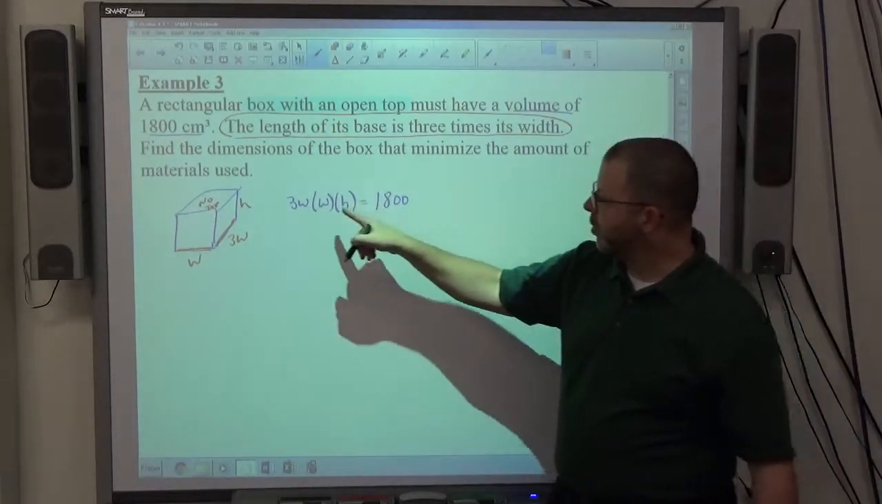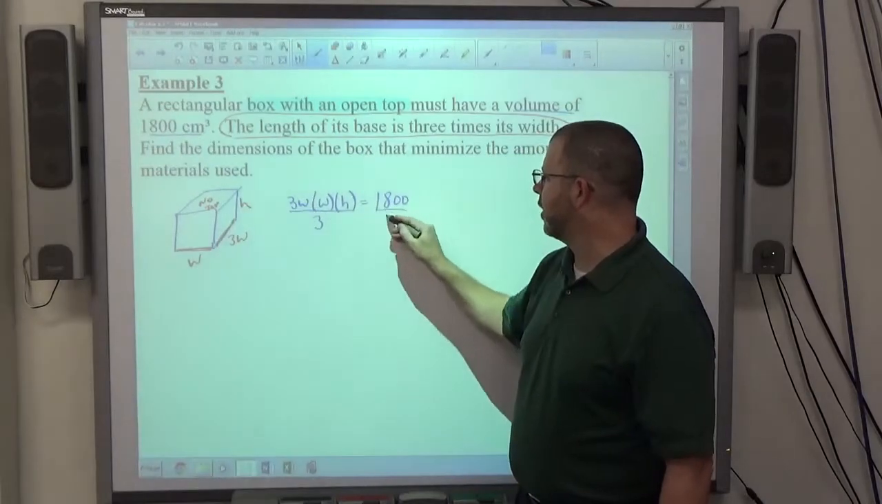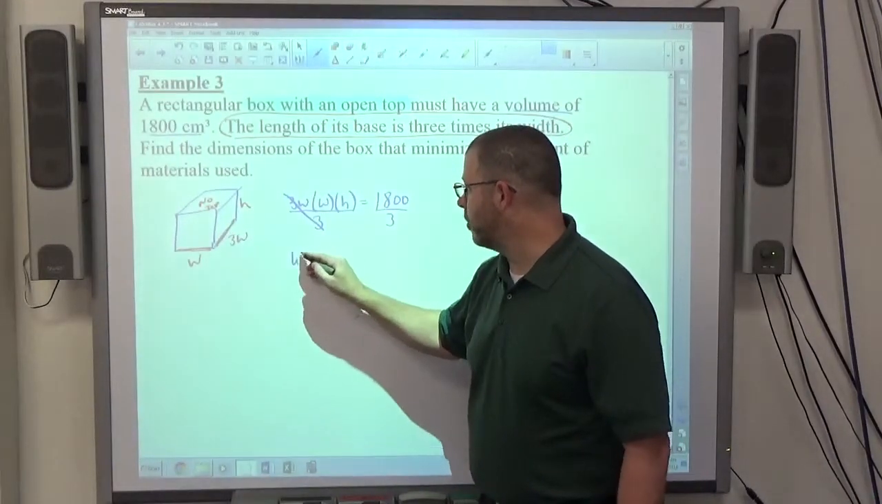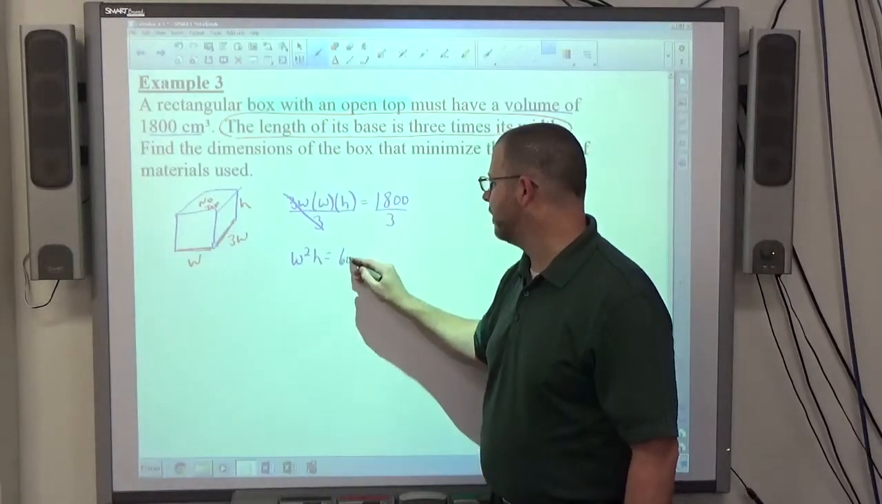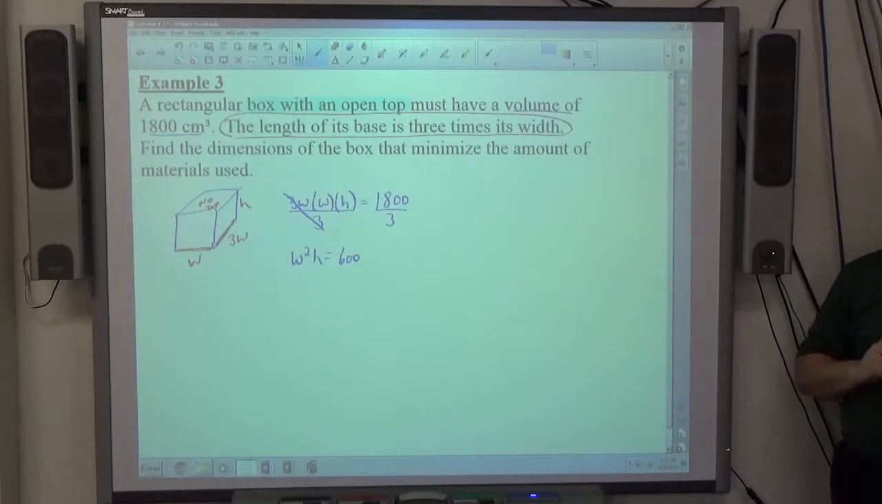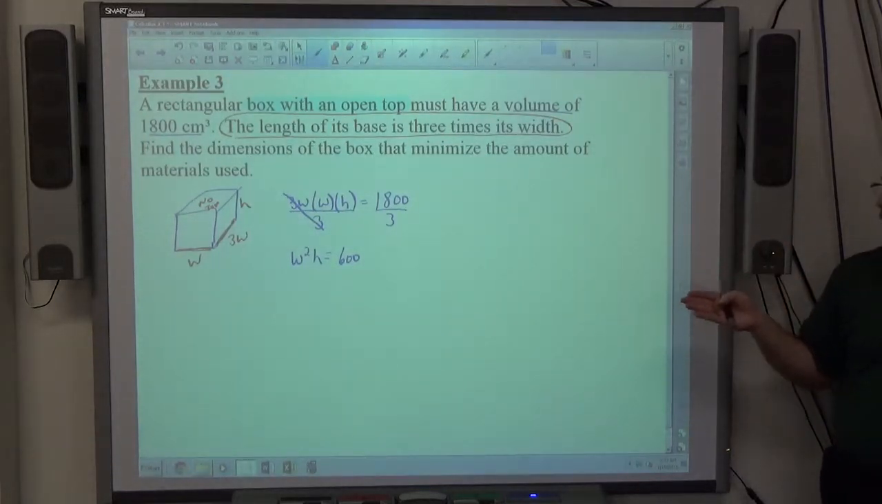Okay. All this is one term, so if I take this whole thing divided by 3 and this whole thing divided by 3, because the 3's do that, right? So I end up with W squared H is equal to 600. And again, that's my set in stone value, and the purpose of that is to get a variable in terms of the other variable, right?